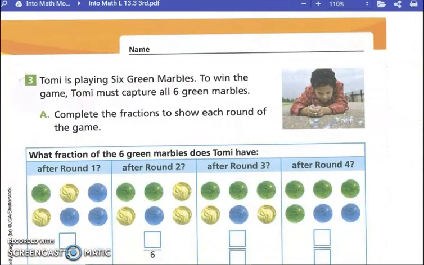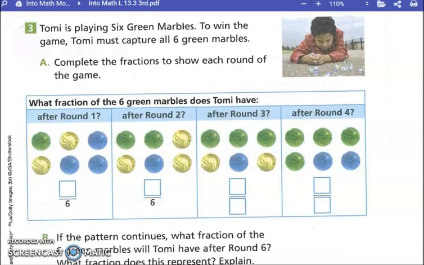Okay. Now turn your page. Tommy is playing 6 green marbles. To win the game, Tommy must capture all 6 green marbles. Complete the fractions to show each round of the game.